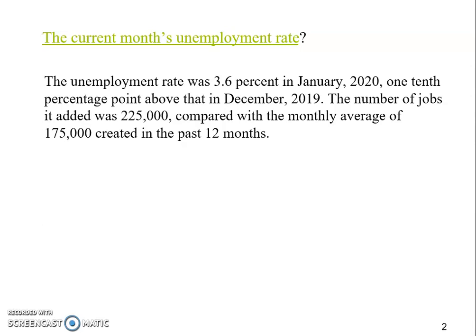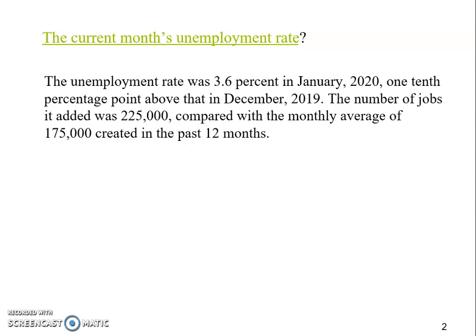Now, when you look at these, you are probably under the impression that, well, the economy was not doing as well as it did back in December, right? Because the unemployment rate went up a little bit, 1/10 percentage point. It's a small increase, but it's still an increase, right? Let's continue looking at this paragraph.